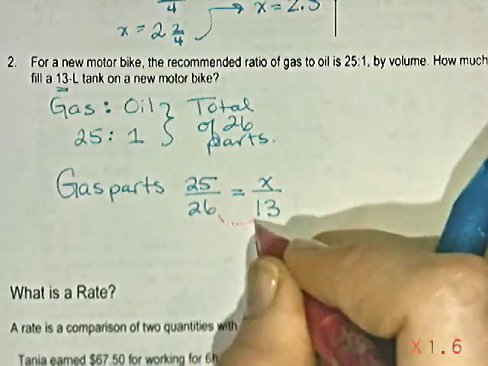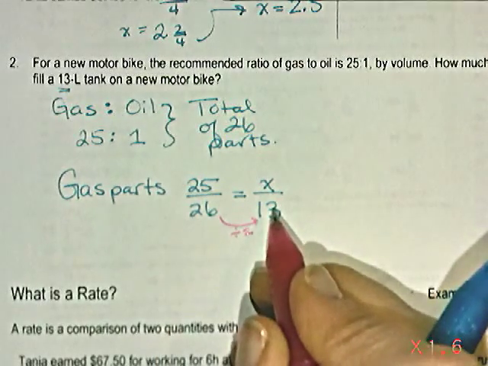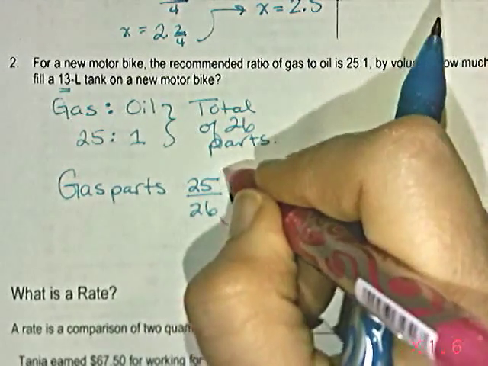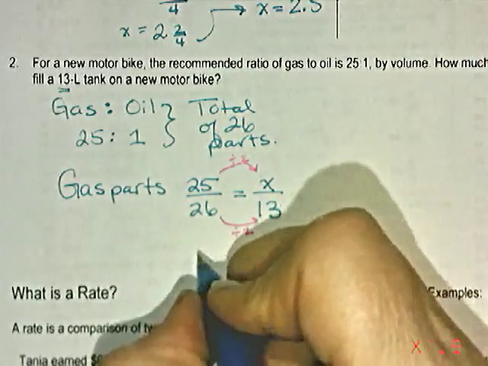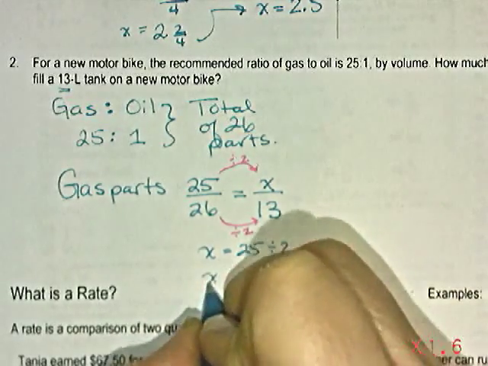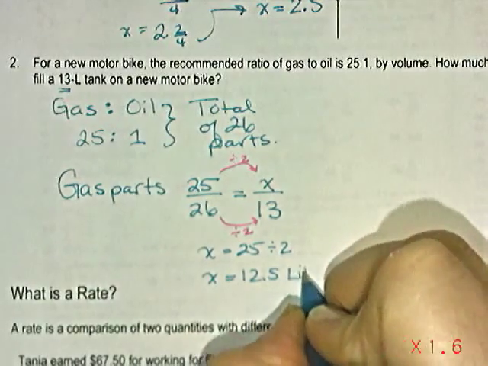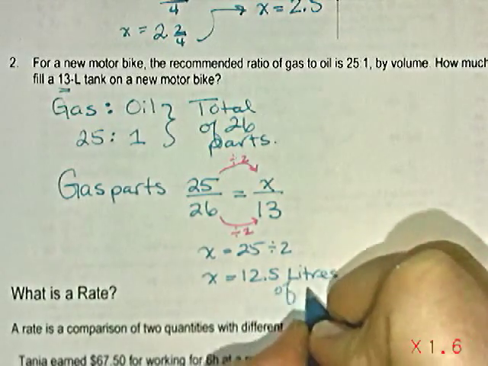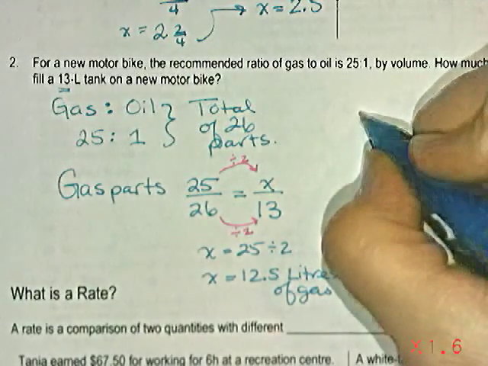It's probably easier to see that the number that makes this true, 26 would go to 13 by dividing by 2, and so I want to divide by 2 to get to my x. My x is going to be 25 divided by 2, and so x is going to be 12.5. So 12.5 liters of gas. Let's figure out our parts of oil.